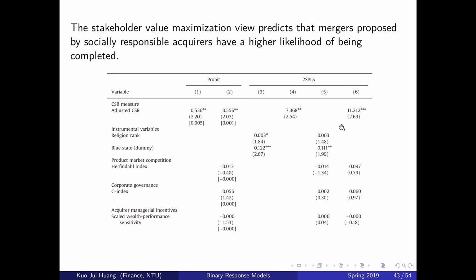As you can see in column 4 and column 6, the adjusted CSR score is positively correlated with successful mergers. So these results support the stakeholder value maximization view, which predicts that the mergers proposed by socially responsible acquirers have a higher likelihood of being completed.